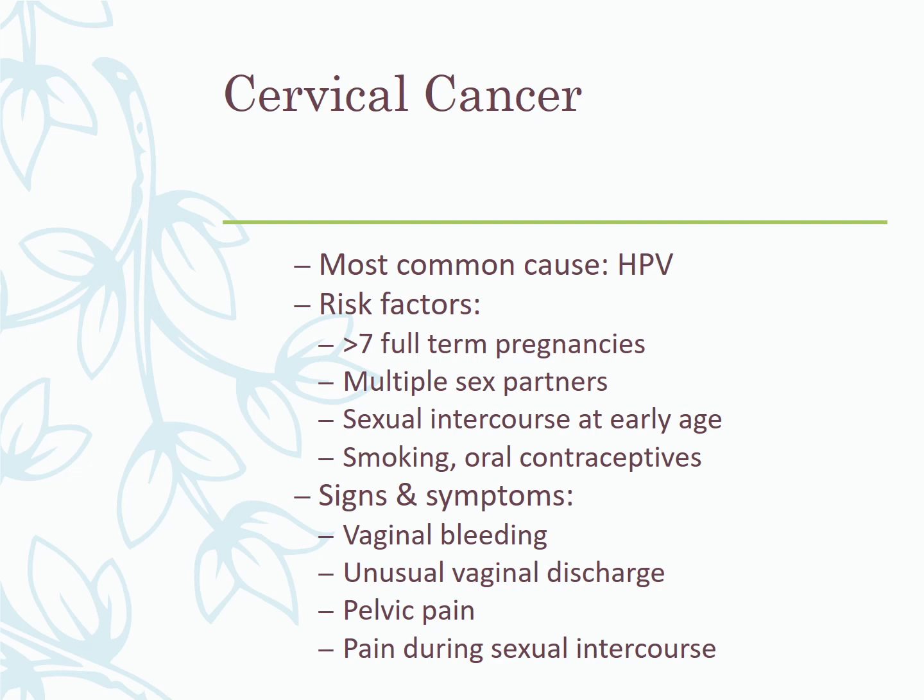Risk factors: greater than 7 full-term pregnancies, multiple sex partners, sexual intercourse at an early age, smoking, and oral contraceptives. Signs and symptoms: they're going to have vaginal bleeding, unusual vaginal discharge, pelvic pain, and pain during sexual intercourse.